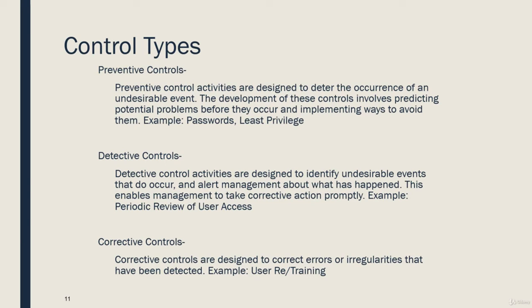And the third category here is the corrective controls. Corrective controls are designed to correct errors or irregularities that have been detected. So if you already have issues that are ongoing and you are thinking of ways to fix them, that's when you bring in corrective controls. One good example for corrective controls is user training or retraining. If you identify that user error is the reason why a lot of preventive controls are failing, then you may want to retrain or train users if they were not initially trained.